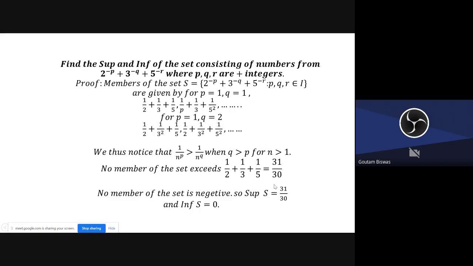Okay, next one. Now this is an application. You have to find the supremum and infimum of this set consisting of numbers. The numbers are of this type: 2 to the power minus p plus 3 to the power minus q plus 5 to the power minus r, where p, q, r are positive integers. Members of the set are given by this set notation, where I is the set of integers.